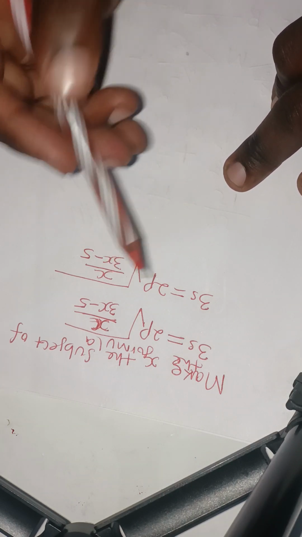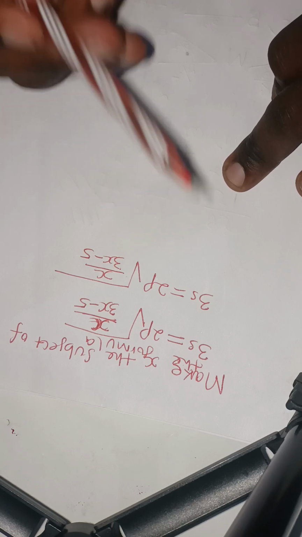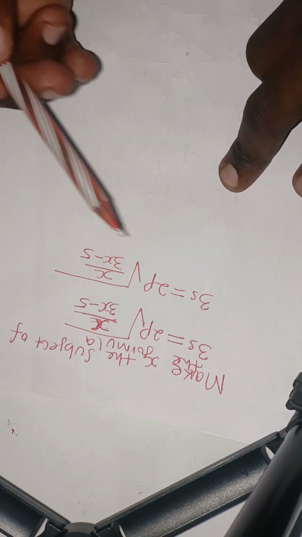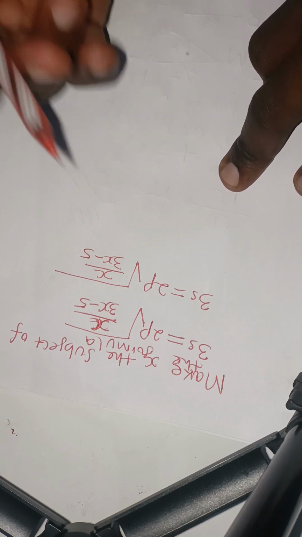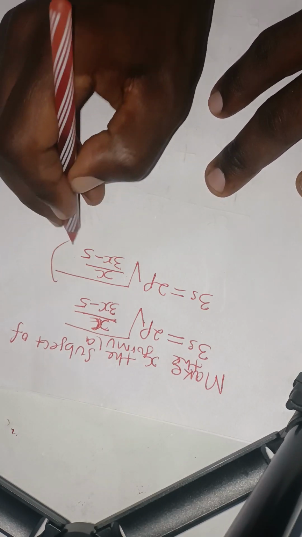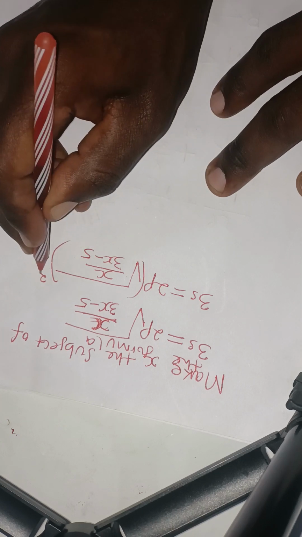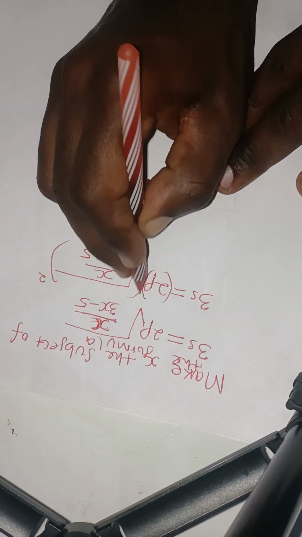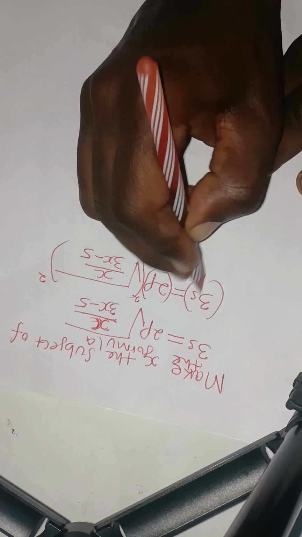Let's begin. Whenever you've been given a question of this type, where someone asks you to make a particular letter the subject of the formula, what are you supposed to do? You first have to remove the square root. How? You're supposed to square everything in the formula to eliminate any square root appearing in the formula.